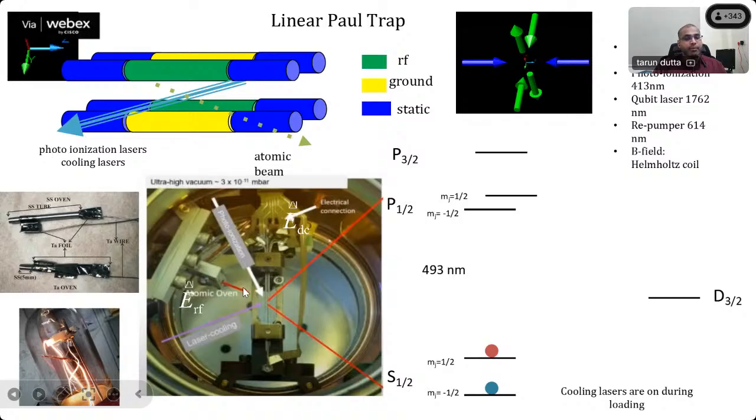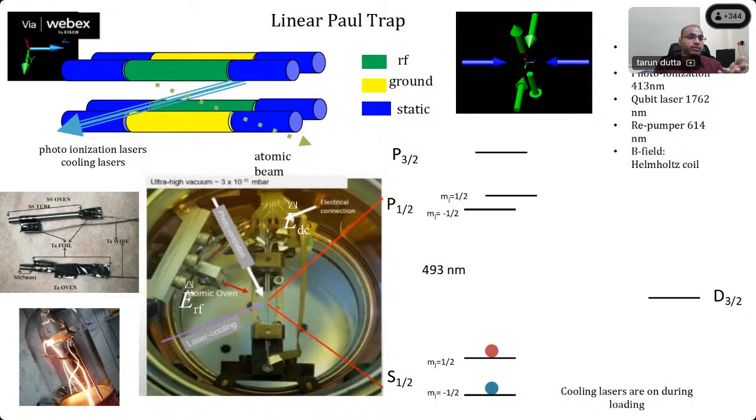Now atomic vapor is coming, but this is vapor, meaning it is neutral. But I am talking about charge, right? So how are we going to do it? We apply a laser, which is known as the photoionization laser. It is barium, so we have to take out one electron from the outer orbit. That is why we are applying the laser here.